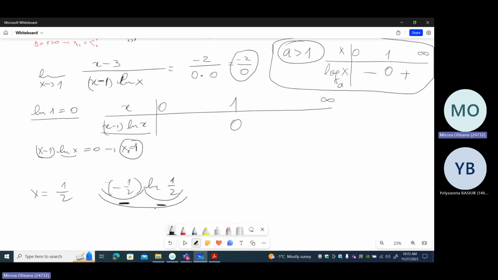So minus times minus, that will be plus. So when x is less than 1, our denominator is negative. Now what if x is greater than 1?